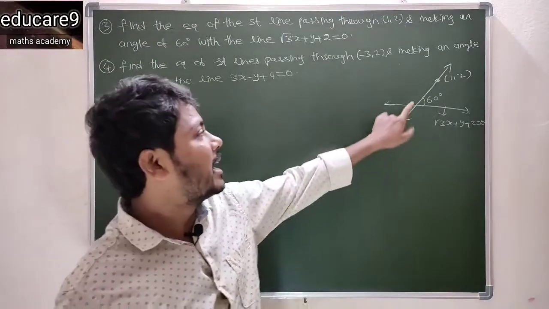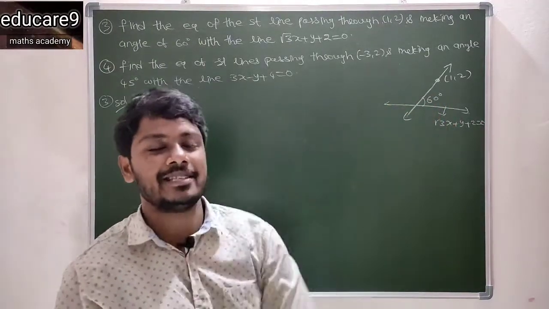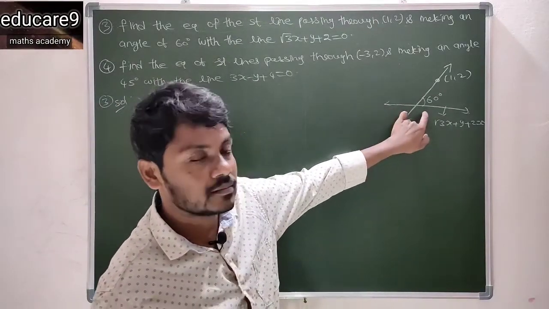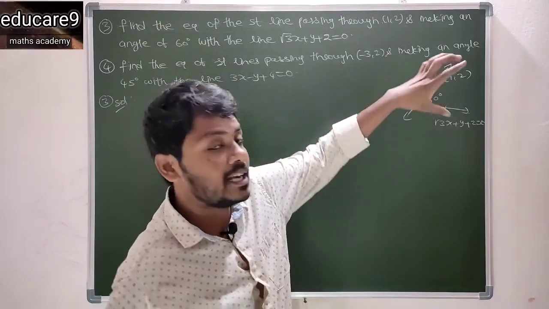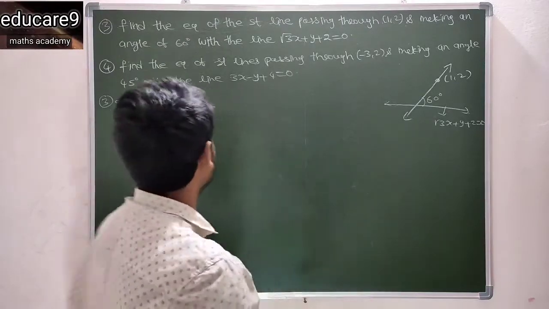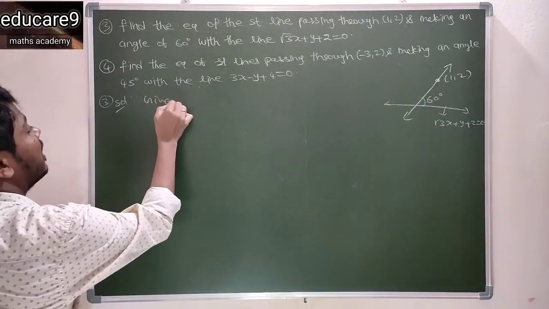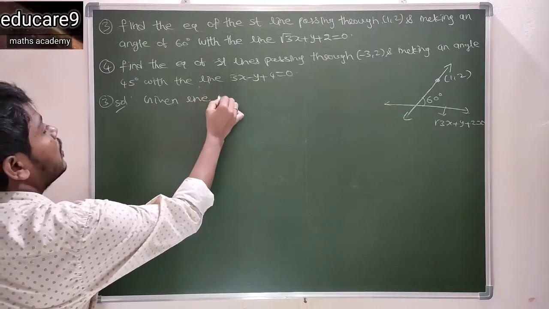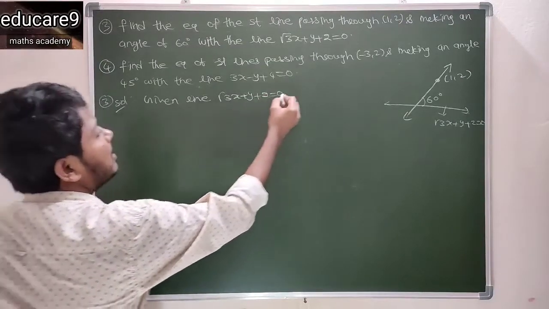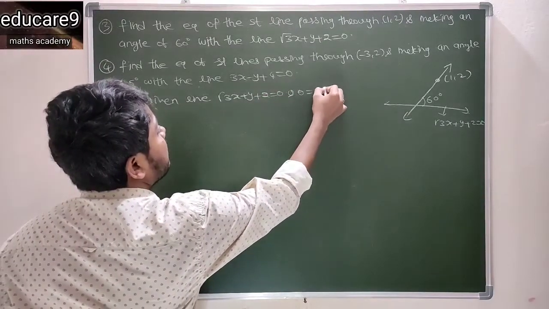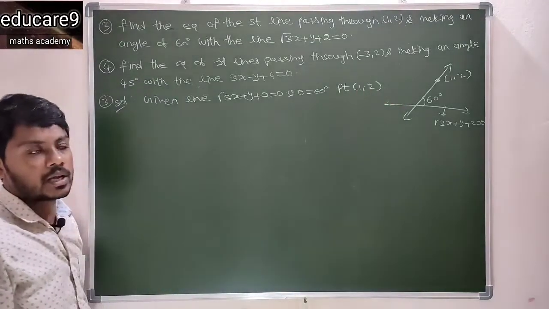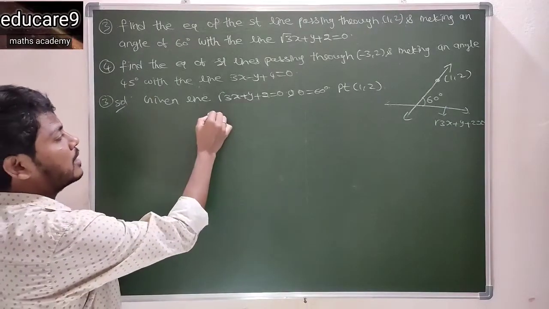So clearly angle between two lines is what? 60 degrees. So see here, you know the slope of this line, and let slope of this line be some m2. So apply the tan theta formula. Okay. So see here, given line root 3x plus y plus 2 equals 0 and theta equal to 60 degrees, point (1, 2). Okay. Now what is the slope of this line?